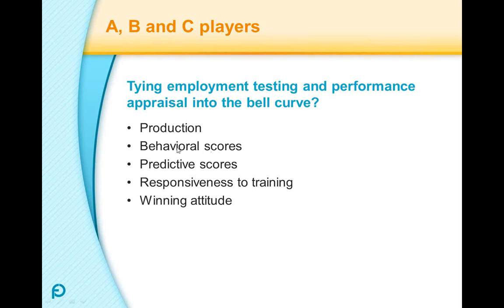Behavioral scores. Now, behavioral scores will feed into production, so you have to measure this as well. Behaviors such as attitude, ability to take constructive criticism, ability to be resilient when you get a rejection on a call, which everybody goes through. These kinds of things. There are behaviors, winning behaviors, that will feed production and will also push that individual up into the A player category.